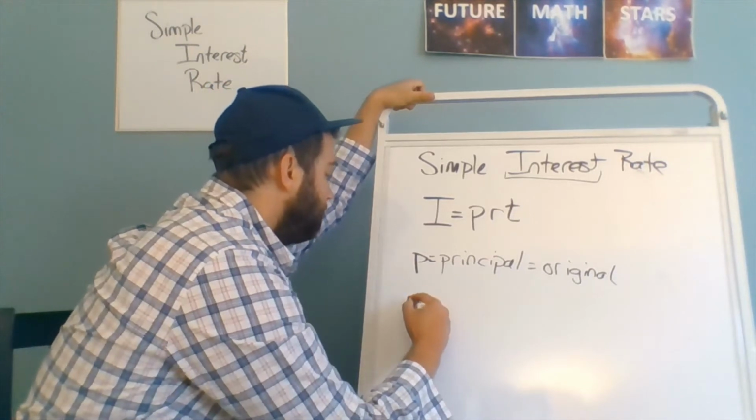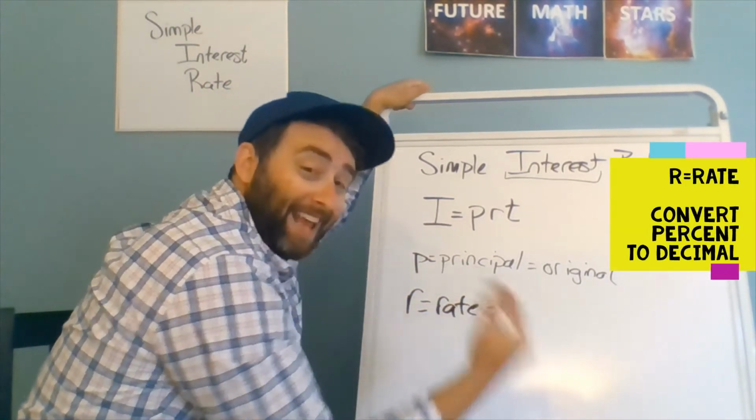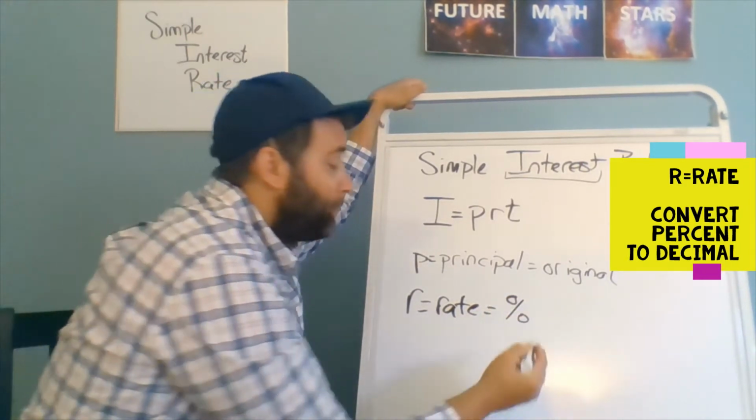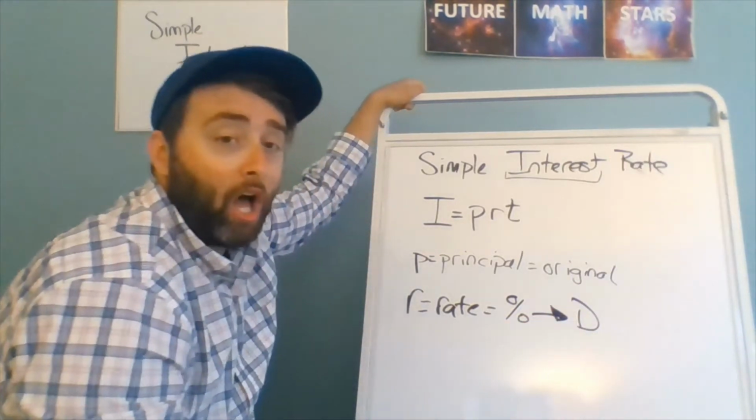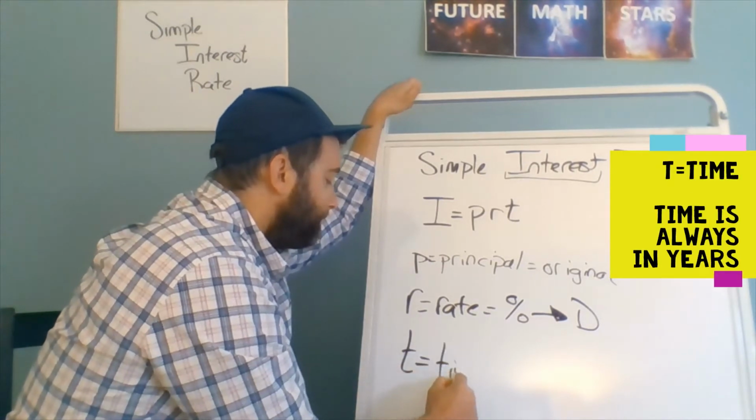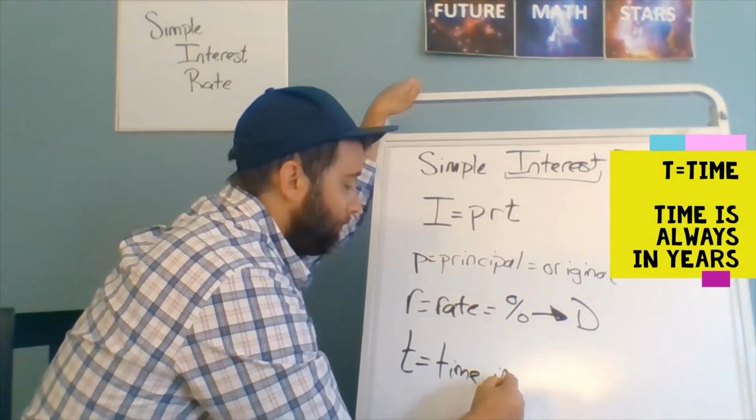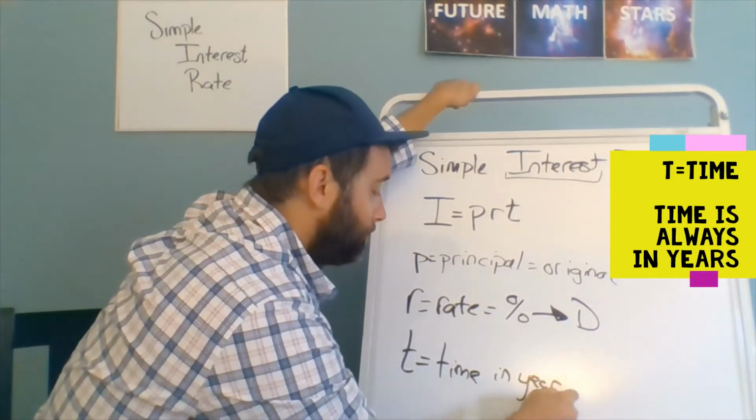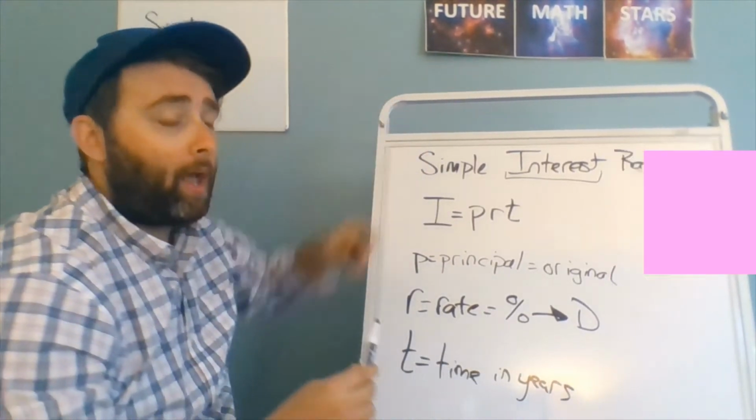R equals the rate, and that's usually going to be presented to you in percentage, but you need to then convert it to a decimal, which we have done. And then lastly, T is time, but it's always in years. Even when it tells you months, it's always in years.